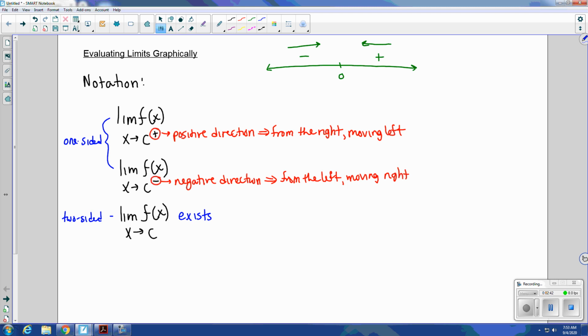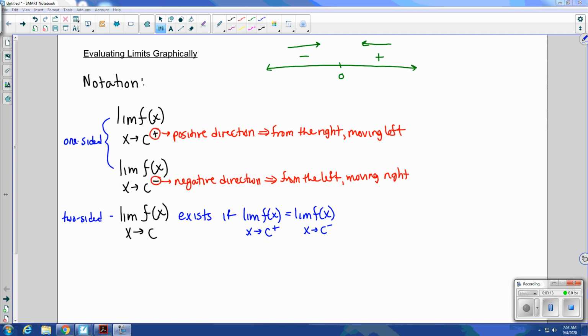So it exists if the limit of f of x as x approaches c from the right equals the limit of f of x as x approaches c from the left. So when we evaluate these limits graphically, if we have to do a two-sided limit, we're going to have to actually break it down and do both a limit from the right and from the left and see if they match. If they don't match, we're just going to say that the limit does not exist.